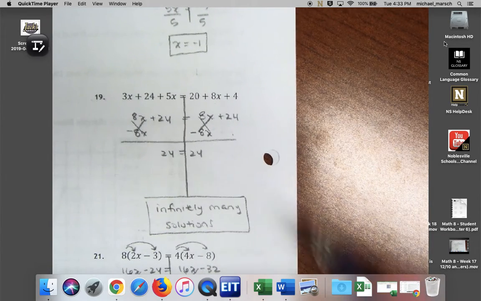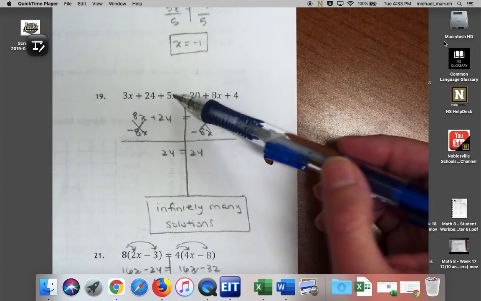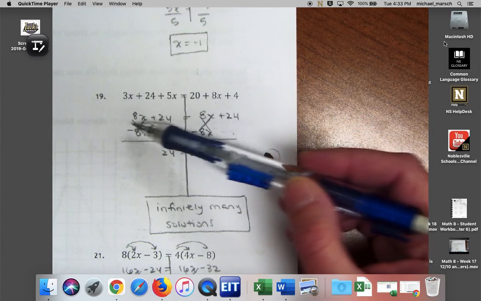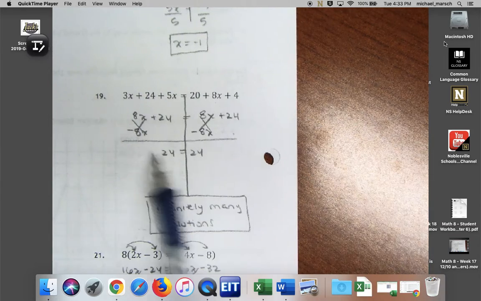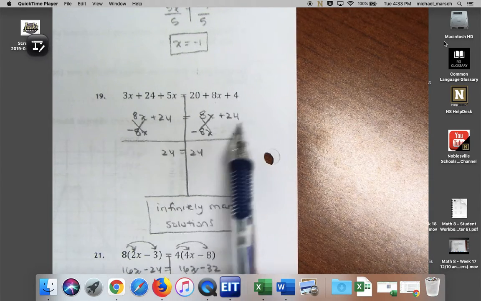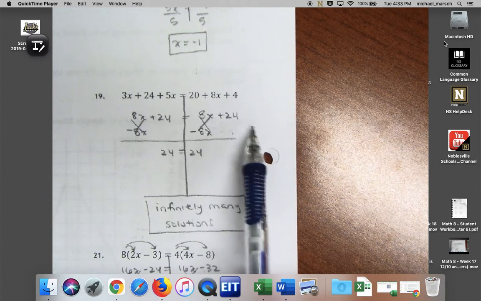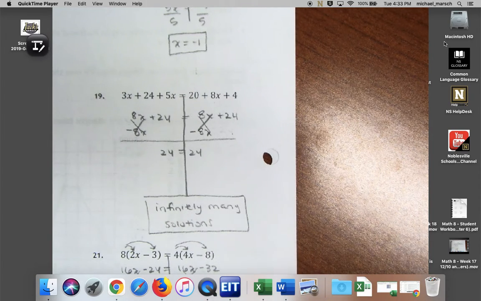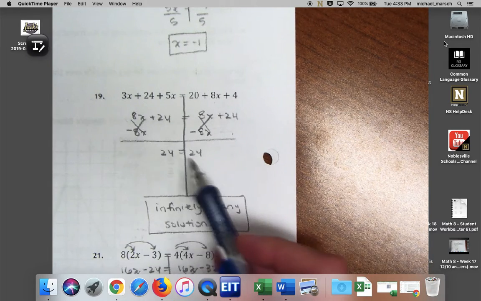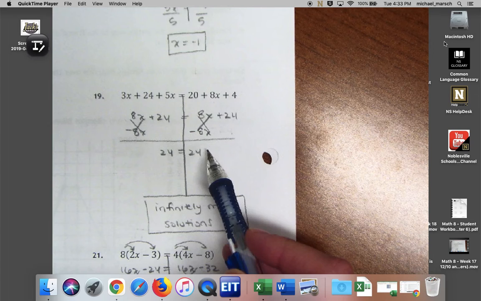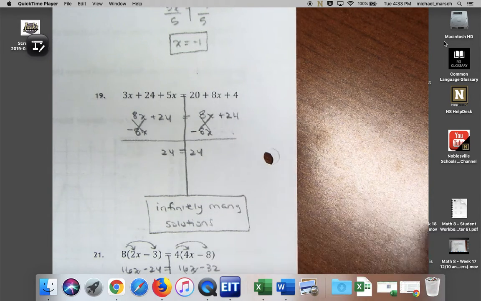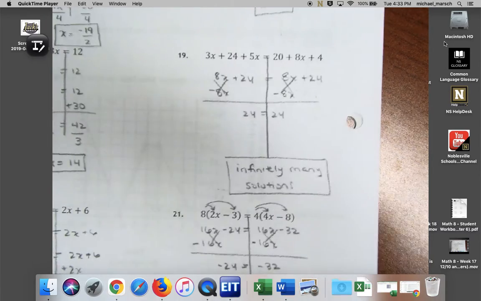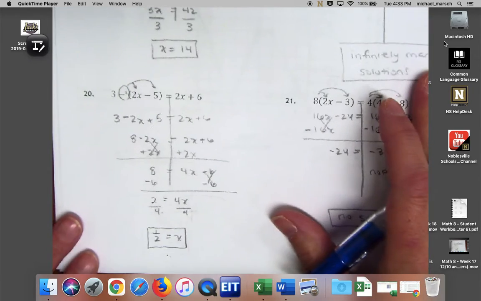Number 19 is slightly different, right? I'm going to combine my like terms. 8 plus 5 on the left gives me 8x. And then 20 plus 4 gives me 24. Some of you might have noticed right here you had 8x plus 24 equals 8x plus 24. And maybe you stopped and said, I know that. It's infinitely many solutions because it's the same thing on both sides. But if you subtracted the 8x from both sides and ended up with just 24 equals 24, that should have been your signal that any value will work. That's why it's infinitely many solutions. Down here, number 20.